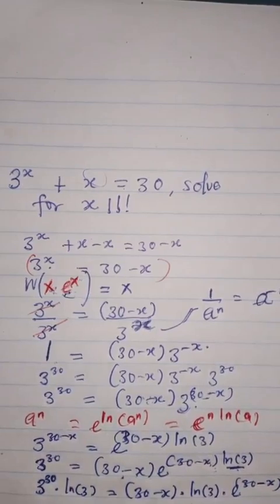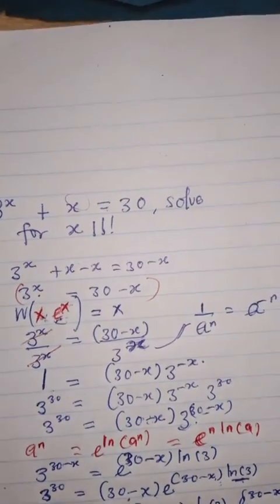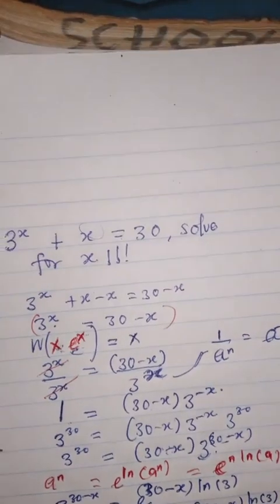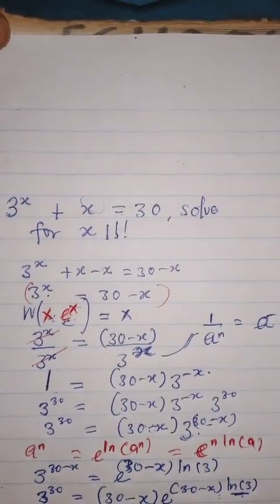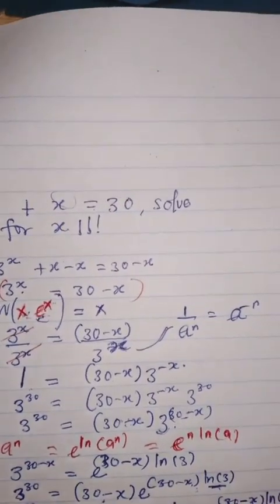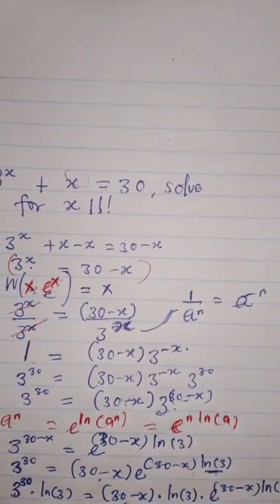So we can now see that this and this, they are now the same thing. So we can take the Lambert W function. Are you getting me now? We can take the Lambert W function, since we already have the criteria we need to take it, which is this and this, they are equal.